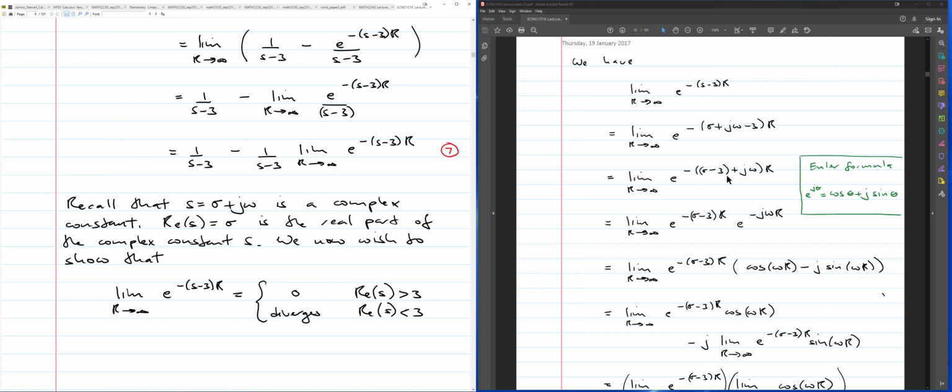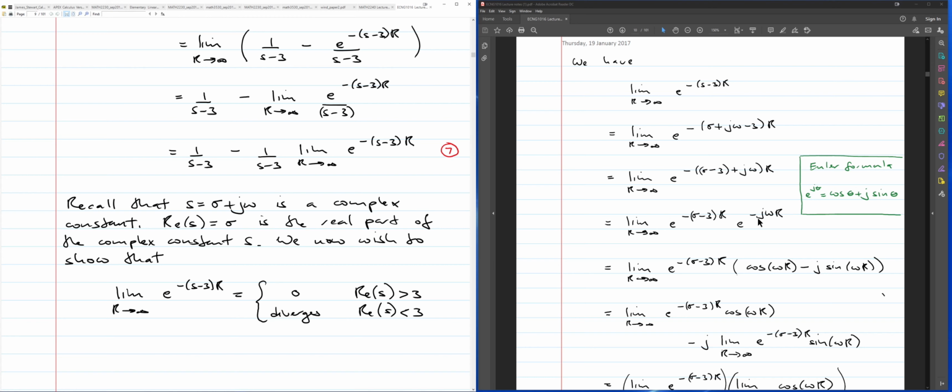And what you have is a sum of powers over here, which means it's a product of exponentials. Now that I have this product of exponentials, you want to notice that this r over here is real and the sigma over here is real, so this is not complex. So we can easily get the limit of this as r heads to infinity. We have this e to the minus sigma minus 3 times r, and then that's times this exponential e to the minus j omega r.